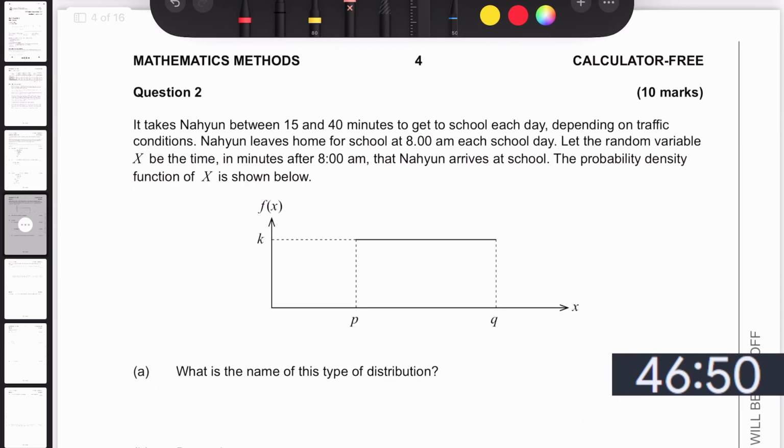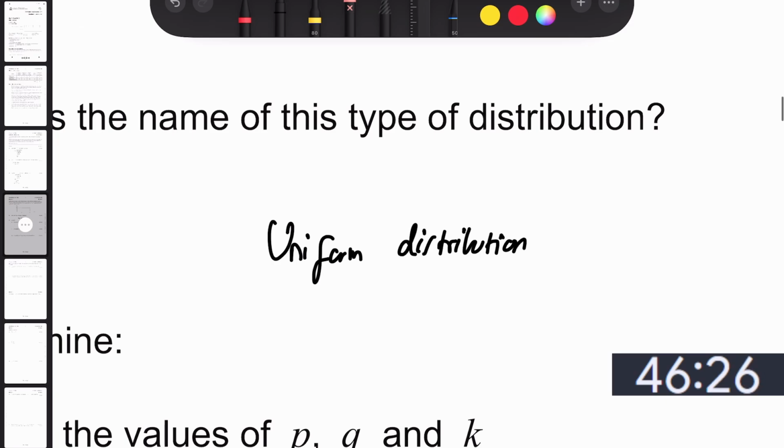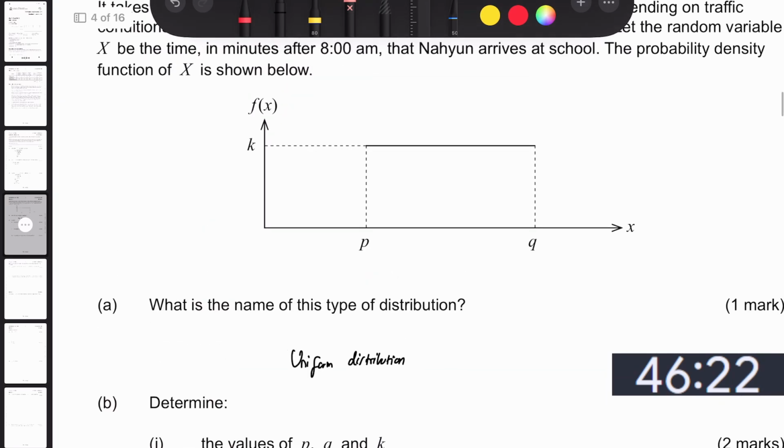It takes Nayun between 15 and 40 minutes to get to school every day, depending on the traffic. Nayun leaves home at 8 a.m. every school day. The random variable X is the time in minutes after 8 a.m. that Nayun arrives at school. The probability density function is shown below. So this would be a uniform distribution.